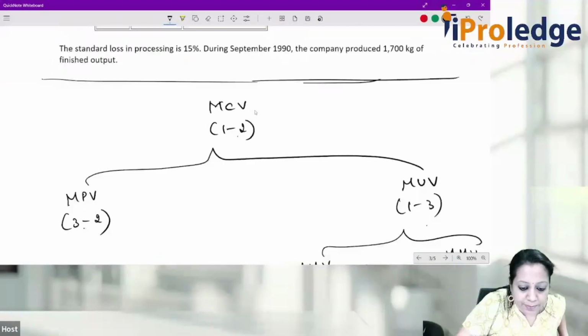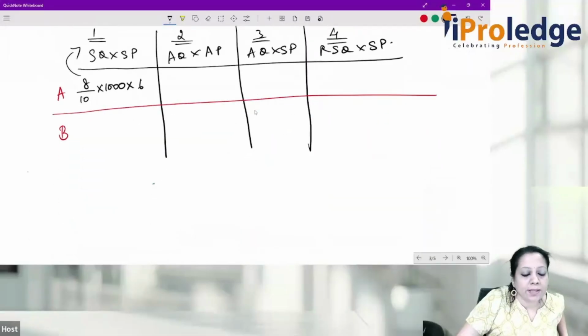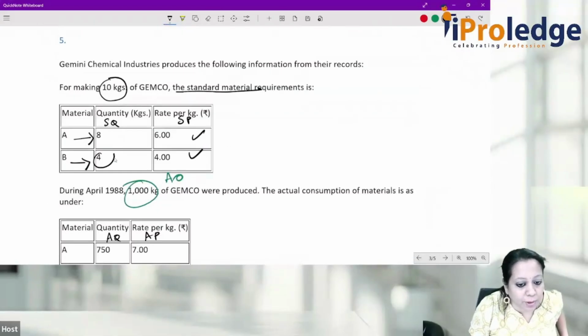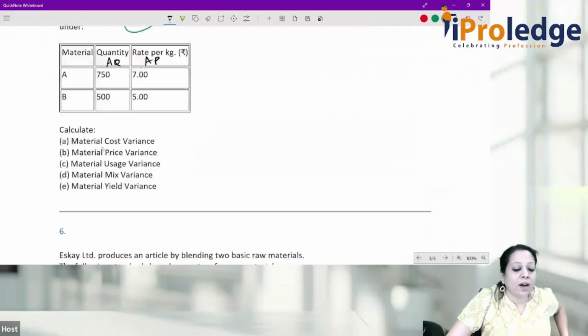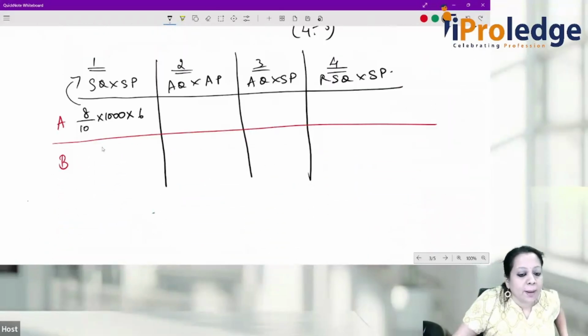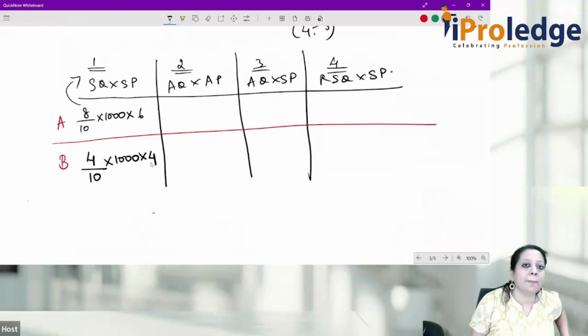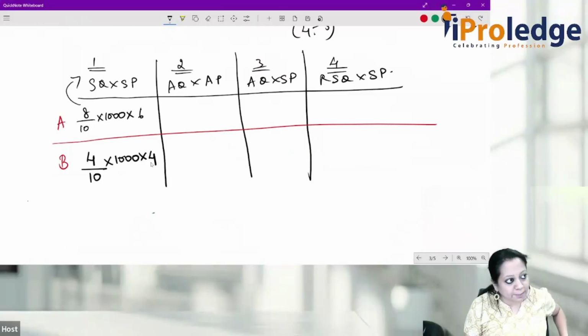So 6 and 4. So same way, what is the budgeted input, students, for B? I think it was 4. Can you all see? Here we took 8 for A and 4 for B. So how do we have to calculate, students? Budgeted input 4 divided by budgeted output 10 into 1000 into 4, the standard price, again given in the table. Substitution is very simple.